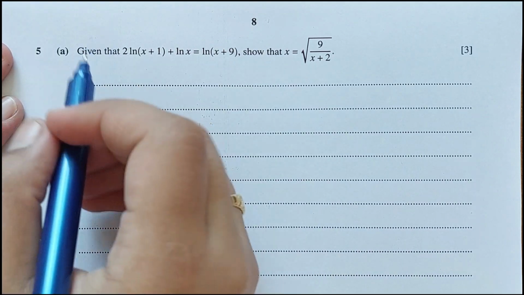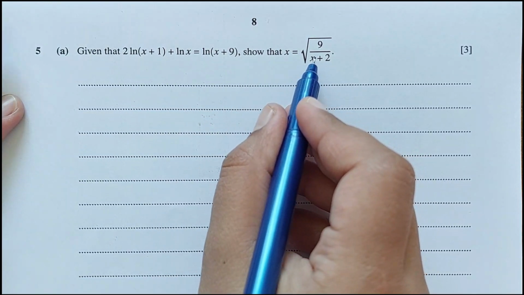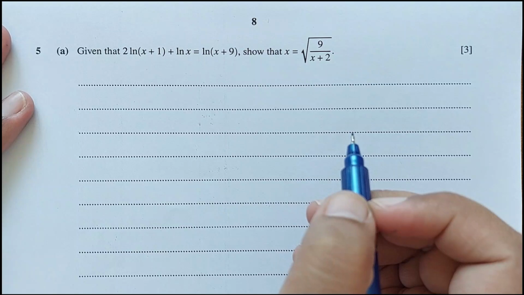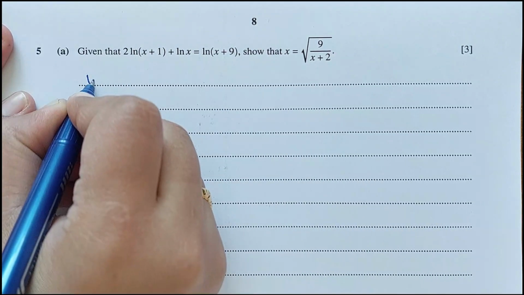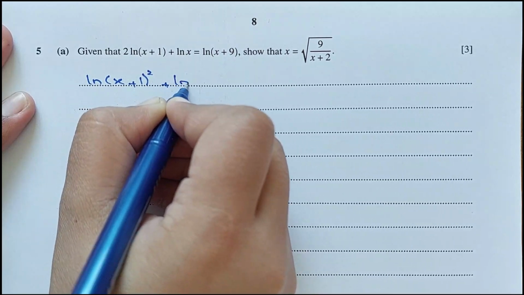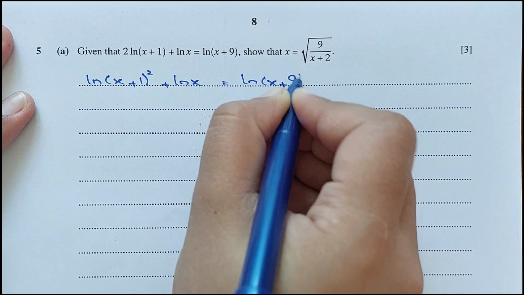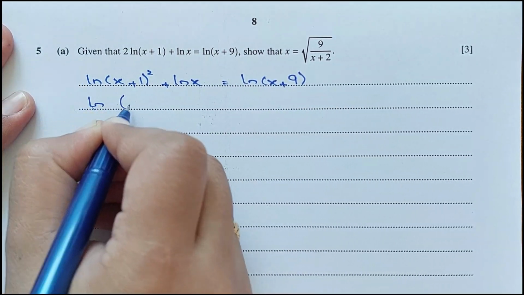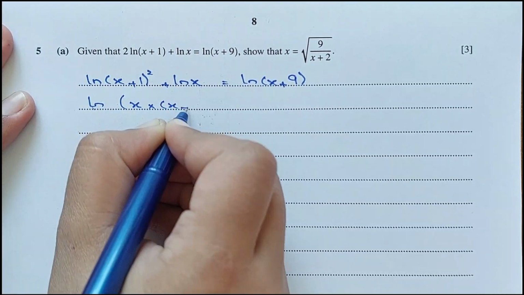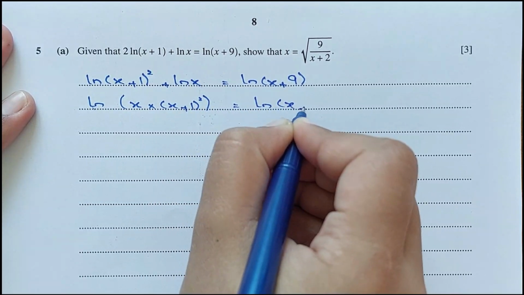Question number 5, part A. Given that this expression equals to this, show that x would be equals to this. Okay, so first let me say ln of (x plus 1) whole square plus ln x equals to ln of x plus 9. This is ln of x into (x plus 1) whole square. This is equals to ln of x plus 9.